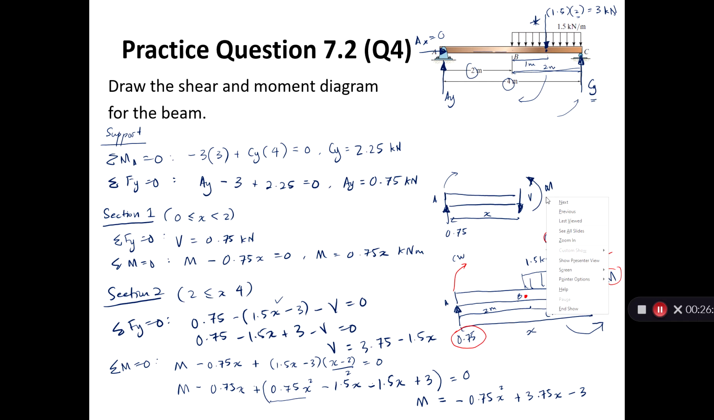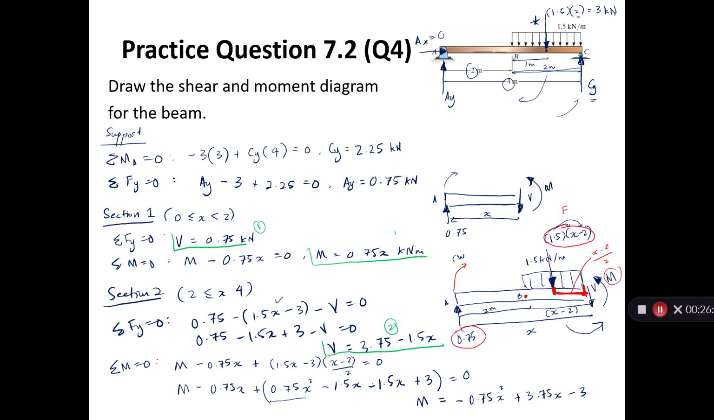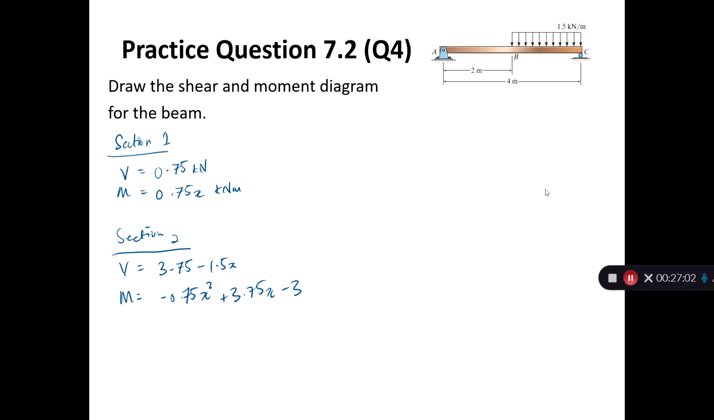Okay, so now we take the equations that we have. Let's see. There's only two sections. So this is the equation for shear force, equation 1. And then this is shear force, equation 2. And then this is moment, equation 1. And of course this is moment, equation 2. Okay, so I'm going to take all this to the next slide to draw the two diagrams. Okay, so let's draw the shear diagram first.